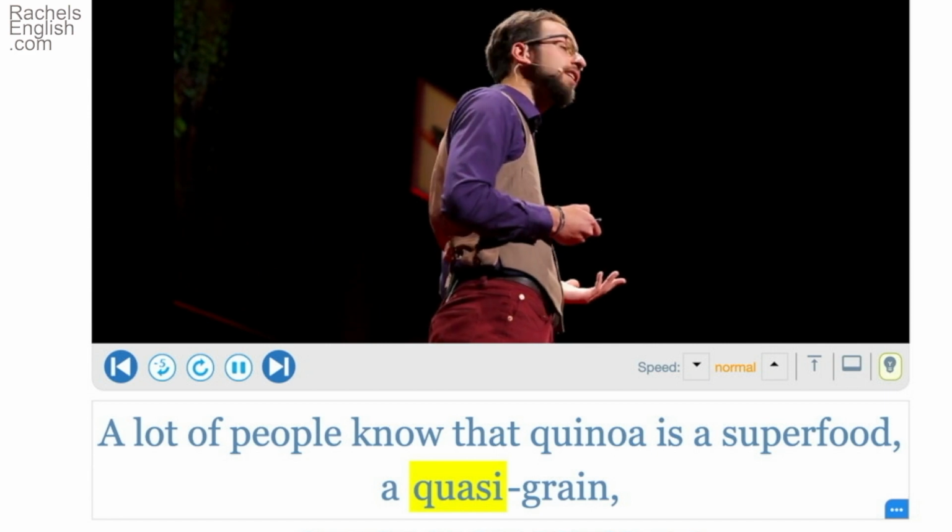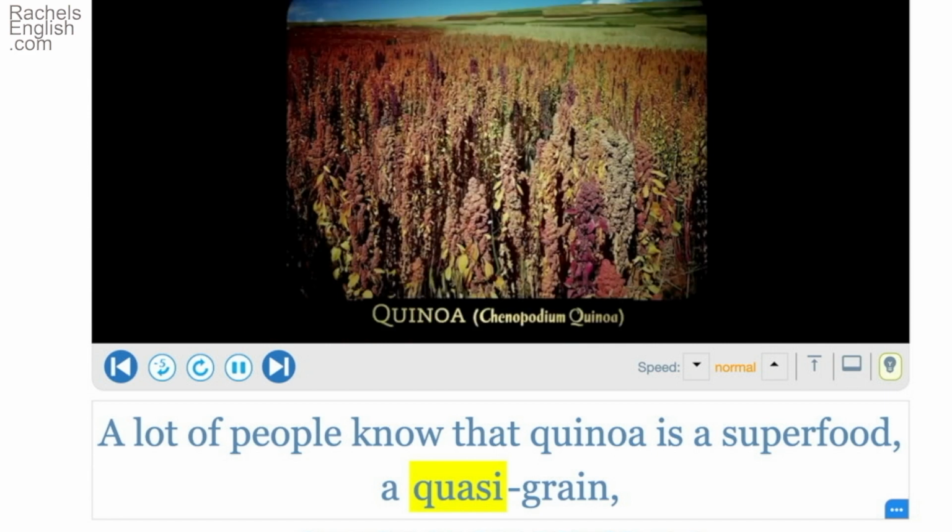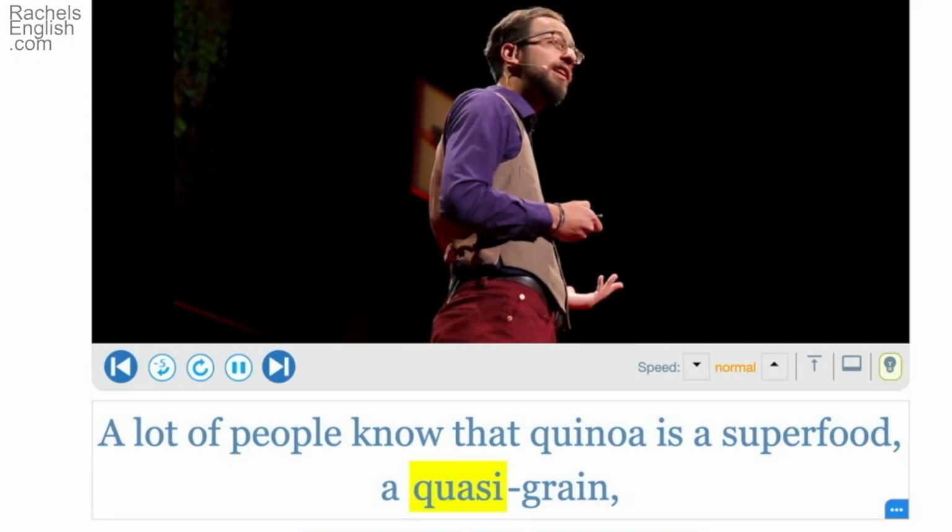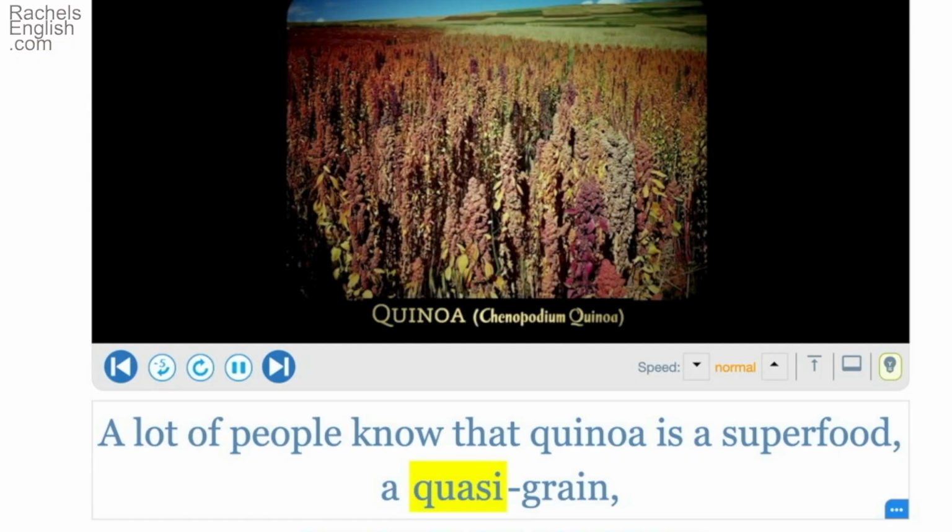A lot of people know that quinoa is a superfood, a quasi-grain. A quasi-grain. So it's not categorized fully as a grain, but it has similar properties. It's kind of like a grain. A lot of people know that quinoa is a superfood, a quasi-grain.